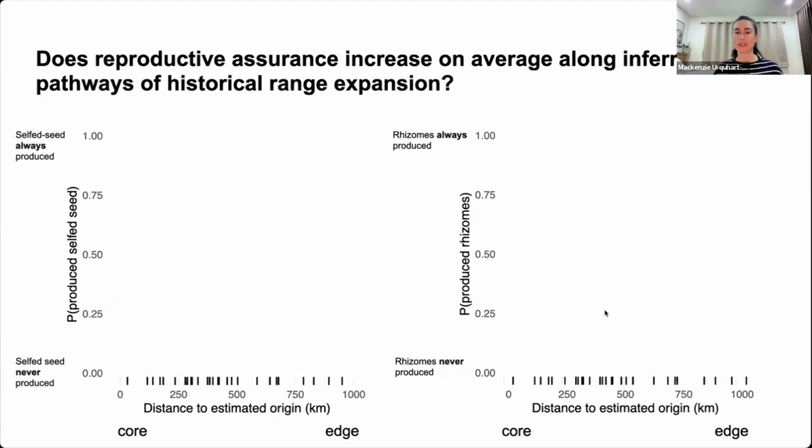hypothesis and predictions. Does reproductive assurance increase on average along pathways of historical range expansion? To orient you all, the x-axis for both of these figures is the topographic distance between populations and their inferred refugia. The y-axis is the probability of reproductive assurance, either in producing self-seed or rhizomes, with 0 being never producing and 1 being always producing. And these results that I'm showing are the average model outputs of 0 inflated models, where I controlled for ancestral cluster and repeated sampling among individual plants.